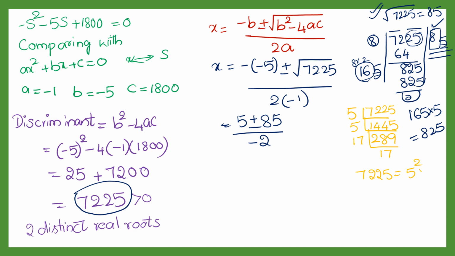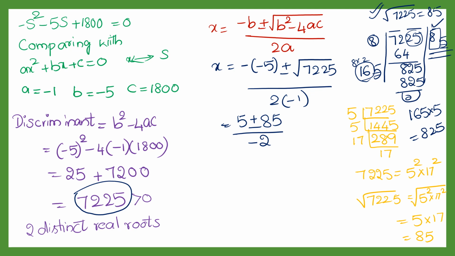5 square into 17 square. Root of 7,225 means root of 5 square into 17 square. So you get root 5 square means what? 5. Root 17 square means 17. 17 5s are 85. In this way also you can find the square root.